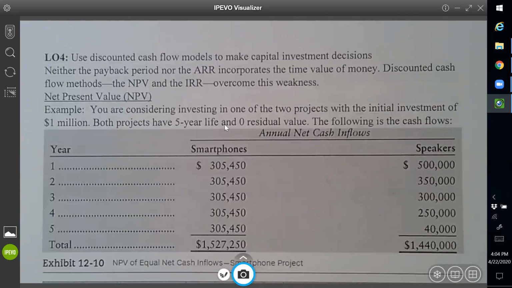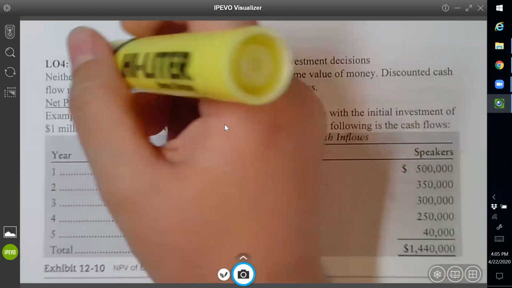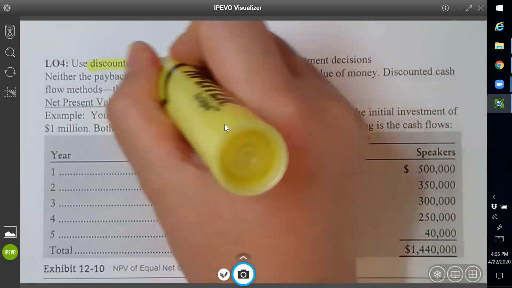In this video, we continue with our chapter 12, right? We talk about a very important topic here: use the discounted cash flow model to make capital investment decisions. So this is very important. Make sure you understand that your final exam definitely will have a question from this part. I hope you feel much better, more comfortable when you hear this thing called discounted cash flow.